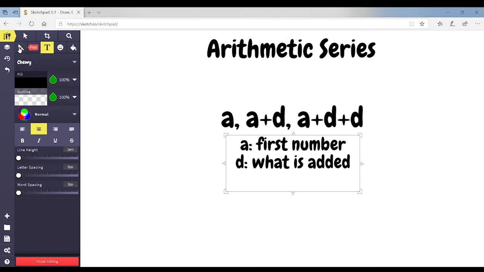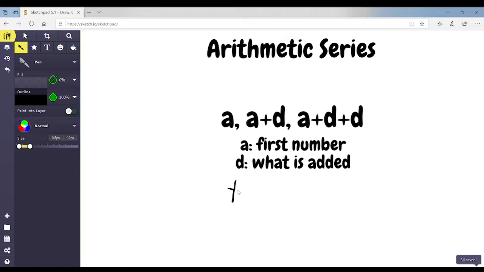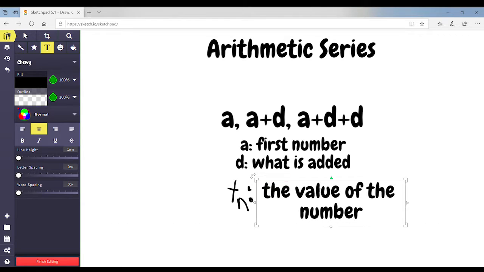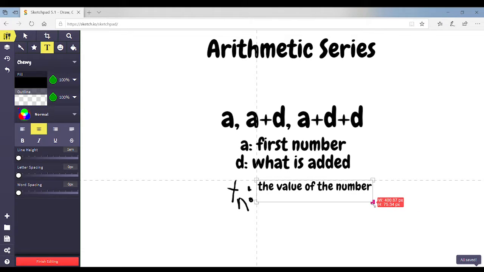Now there's another variable. I'm going to write it with a pen because it has a subscript. T sub n. T sub n is basically just the value of the number. So for example, if you were asked what is T sub n for this number right here, you would just say A plus D plus D. Or if it gave you actual numbers, you would just say some number, like the value of the number is 5. It's a constant number. It's not something to be concerned about.